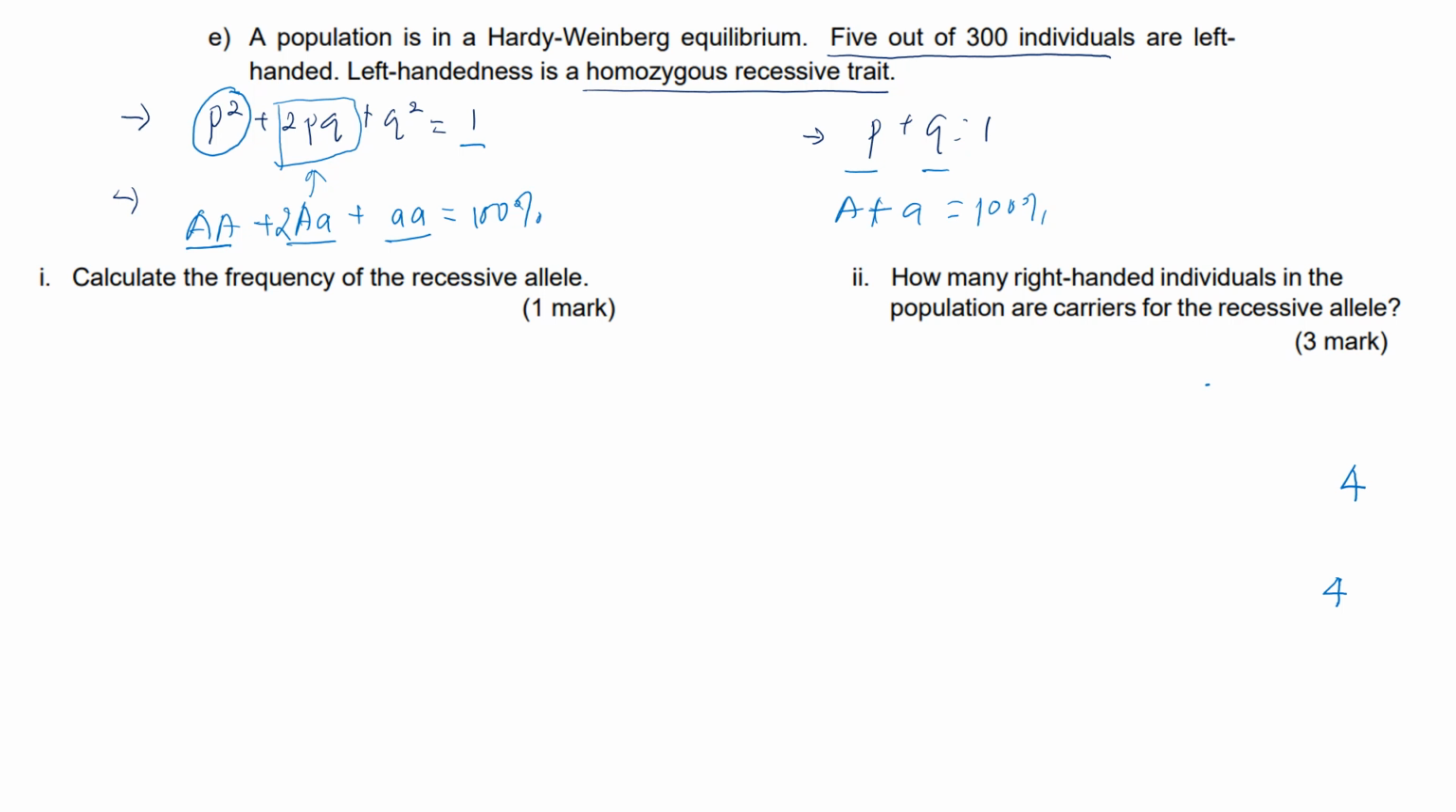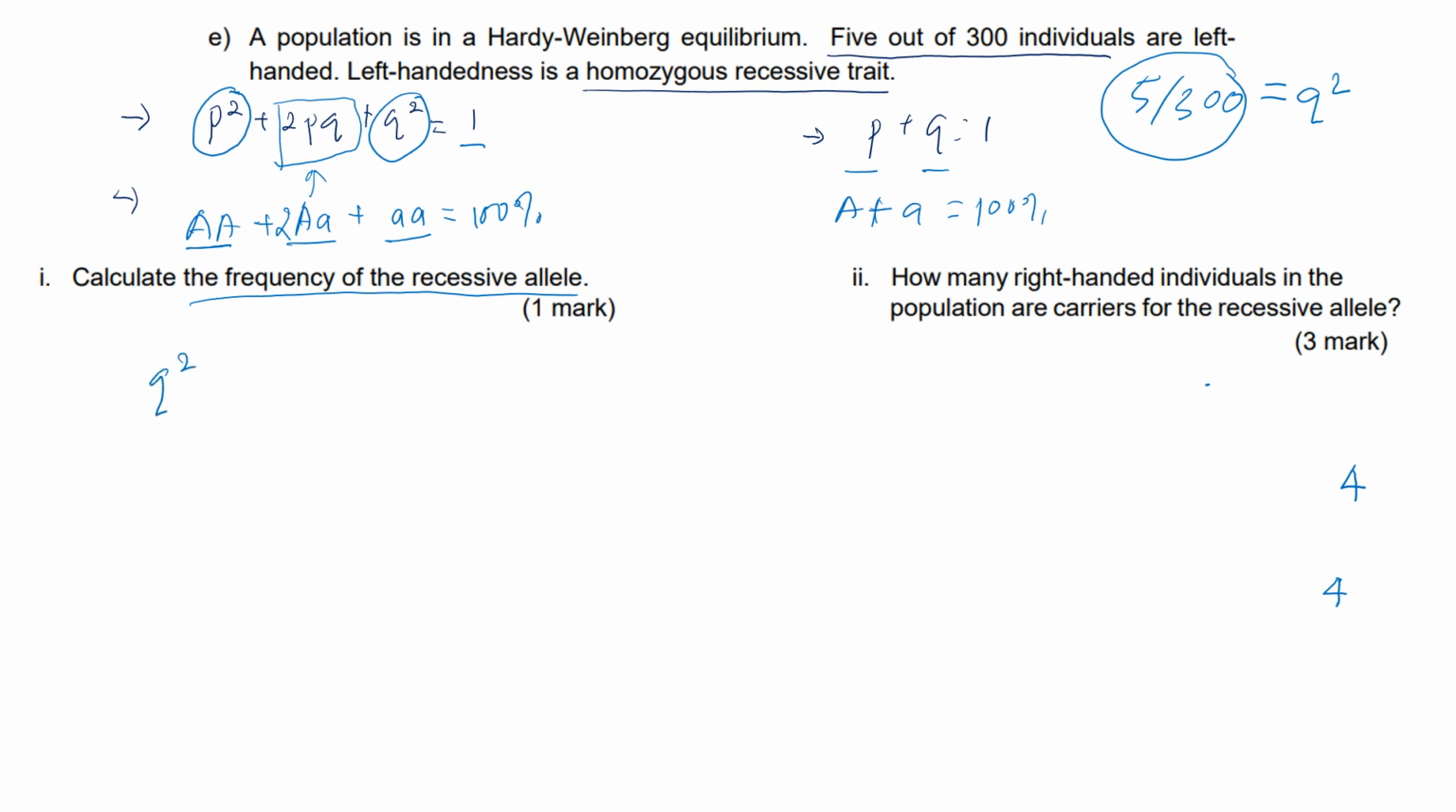In the question, the information given is 5 out of 300 are left-handed, where left-handedness is a homozygous recessive trait. So this means the value given in this question is for Q squared. Q squared is for the frequency of homozygous recessive. So for question number 1, the first question, calculate the frequency of the recessive allele. Alright, so that will be easy.